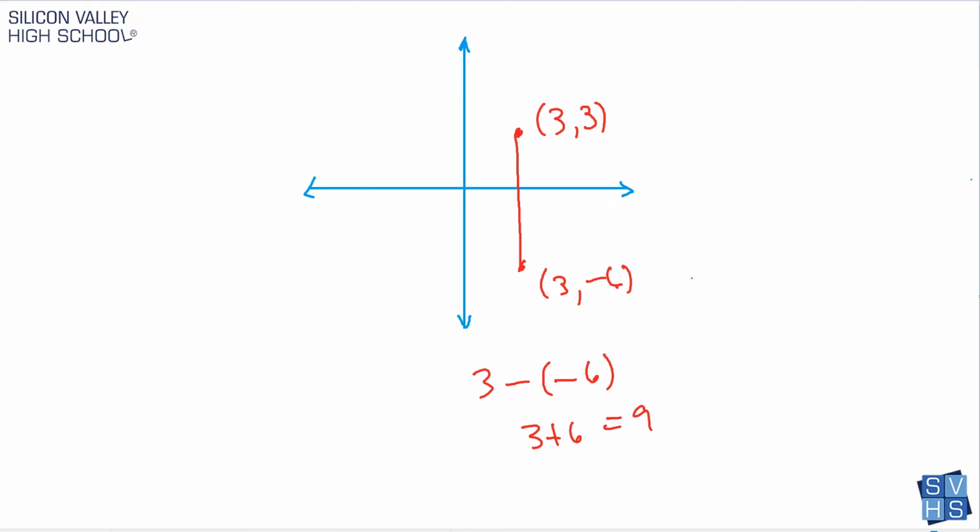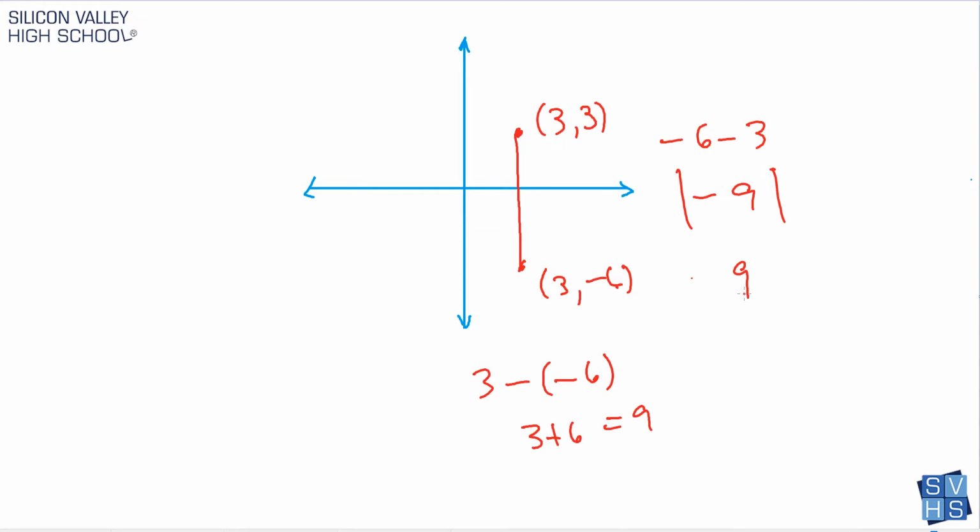And by the way, if you went the other way, that's legal too. If you said -6 minus 3, right? If you did this y minus this y, it would be -9. That's still correct because whenever it comes to distance, you're going to absolute value the distance, which just means whatever it is, make it positive, right? And so that's vertical line.